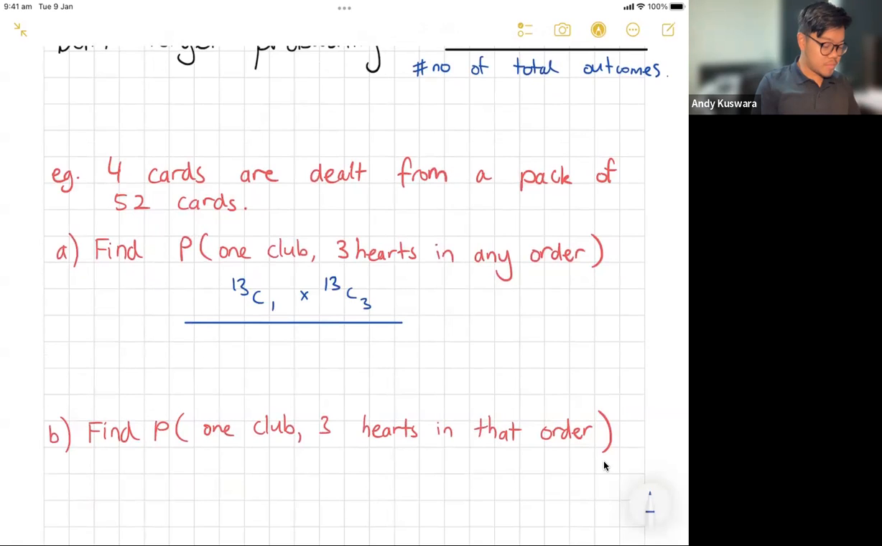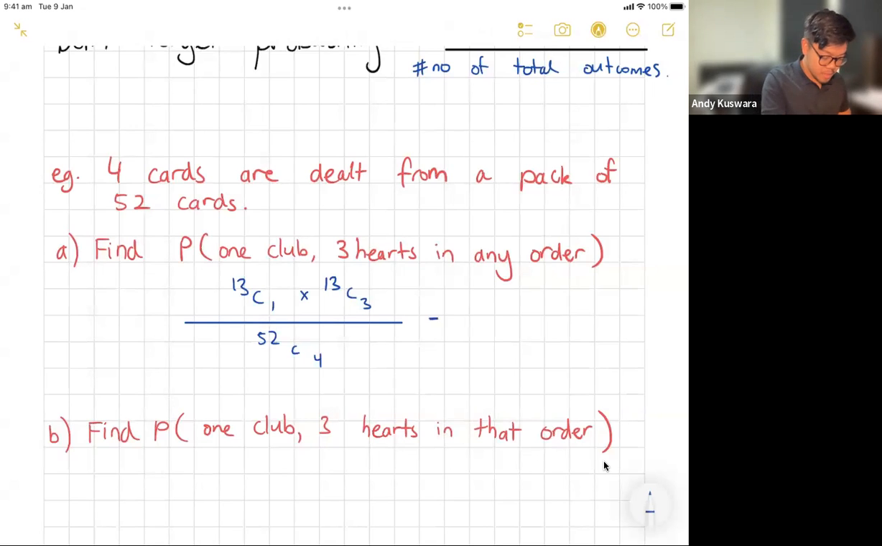4 cards here that I'm trying to pick. Because the order doesn't matter, it's actually going to be 52 choose 4, because that's how many total I could have without any restriction. So maybe I'll get my calculator out for this. This would be 13C1 times 13C3 all over 52C4.